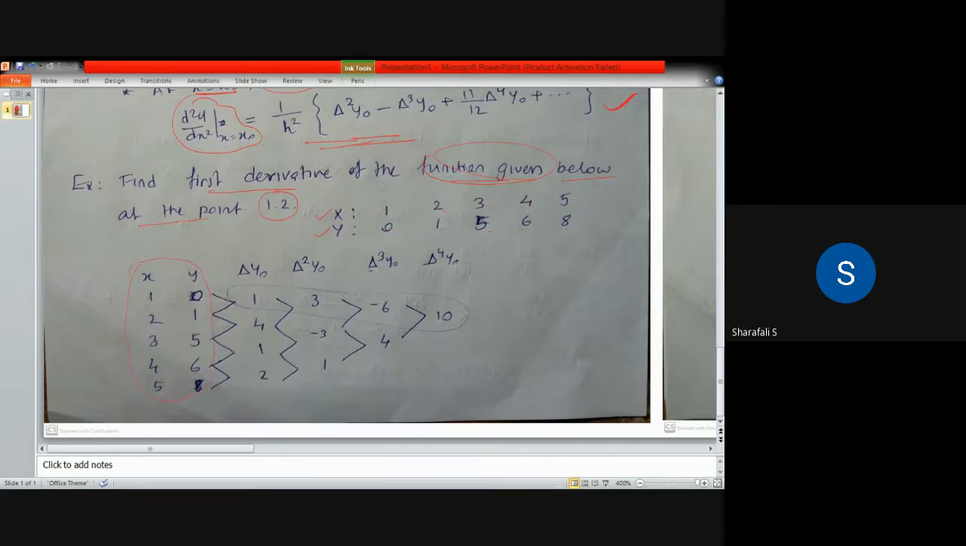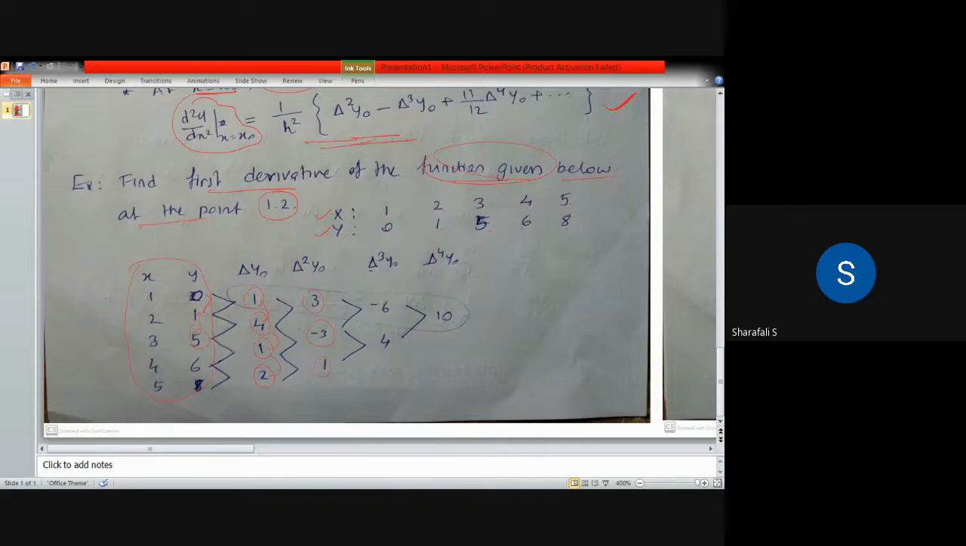So first we have to consider these x and y values. Take the difference between these y values. So between these, we get y1 minus y0 as 1, 1 minus 0. And this one is 5 minus 1 is 4. Then 6 minus 5 is 1. 8 minus 6 is 2. This we have done for the interpolation technique also. And then the difference between these two, 4 minus 1 is 3. The difference between these two, 1 minus 4 is minus 3, and 2 minus 1 is 1.